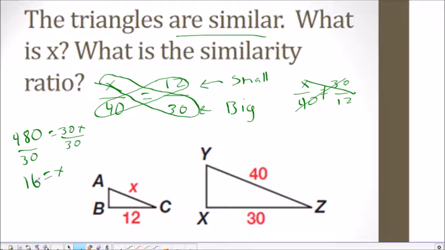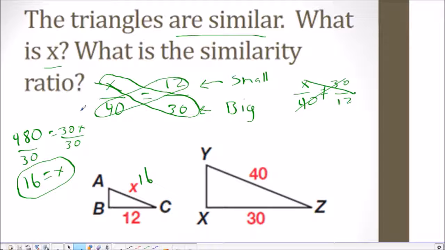Now, we should always double check and make sure that makes sense. 16 is a little bigger, and that 16 goes here for x. 16 is a little bigger than 12. Hey, y'all, did you expect x to be bigger than 12 or not? Probably. We don't know if it's a right triangle, but it looks like maybe it's a hypotenuse. 40 is bigger than 30, 16 is bigger than 12. Looks like we are in very good shape. Okay, so we solved for x.